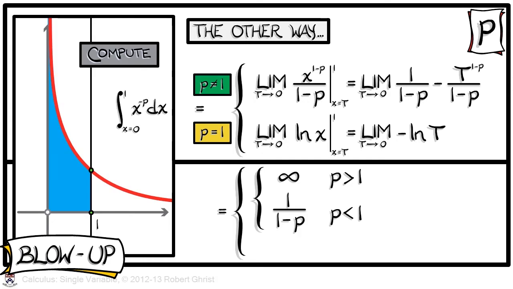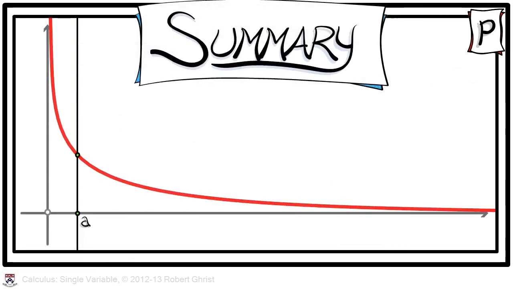But note what is happening to the p's. When p is bigger than 1, we get a divergent integral. When p is less than 1, then the t to the 1 minus p over 1 minus p term drops out, and we're left with an answer of 1 over 1 minus p. Again, in the case where p equals 1, log of t is not going to be convergent as t goes to 0. Let's summarize what we found with these p integrals.